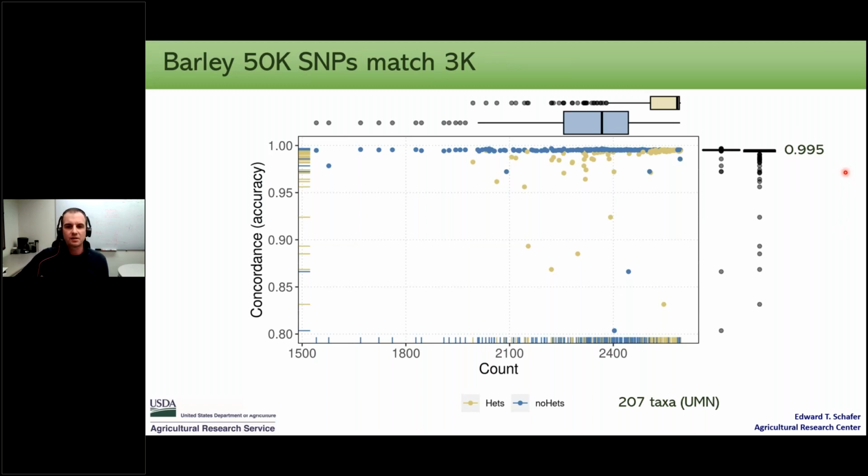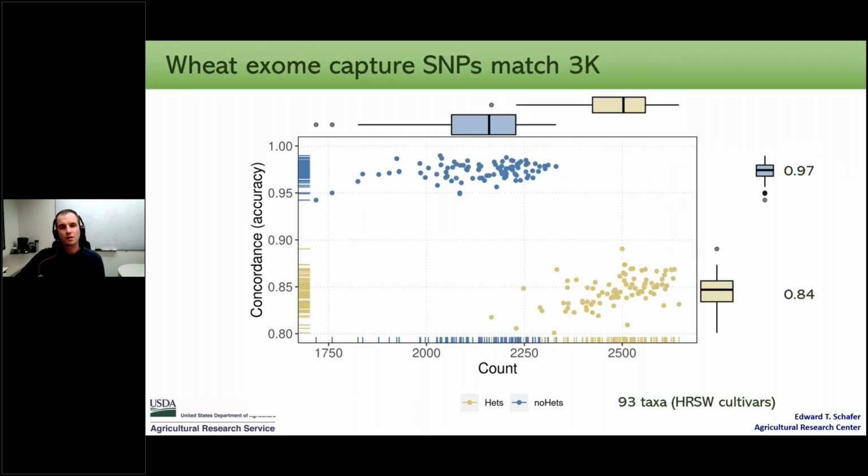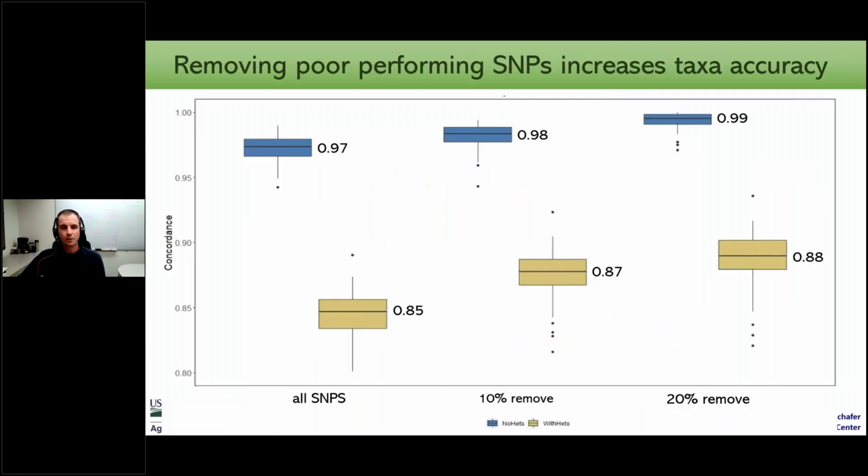And that makes sense because all of these are array SNPs called with very similar cluster positions because these barley SNPs are really, really nice. And finally, in wheat, we see the same results of really nice concordance between the 3K SNPs and the source exome capture SNPs, albeit in a fairly small set of hard red spring wheat cultivars. So it's reasonable to expect that a few of these SNPs are not going to perform well.